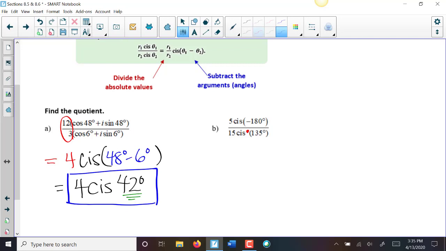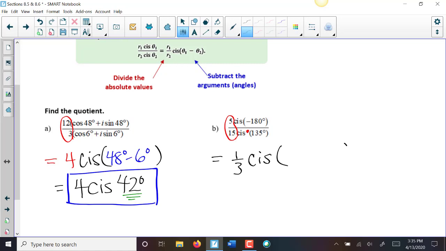And go ahead and divide. Now, we have to divide. It's top divided by bottom. So it's basically simplifying that, which comes out to be 5 over 15, which reduces to 1/3.